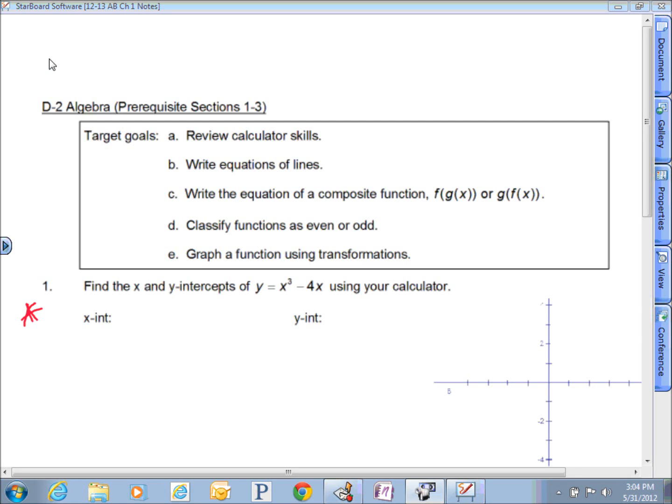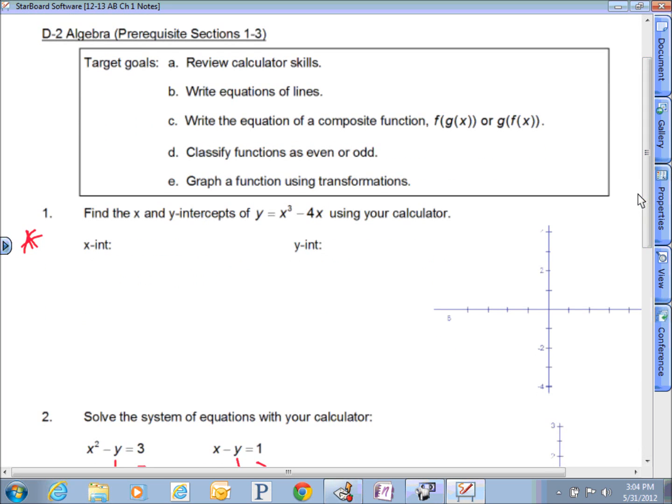Calculator skills, this time with the TI Nspire calculator. So what we're going to try here is to get you ready so that you can do most everything with that calculator that you need to be able to do. Let's make sure we got a pen. All right, so we're going to start with X and Y intercepts.